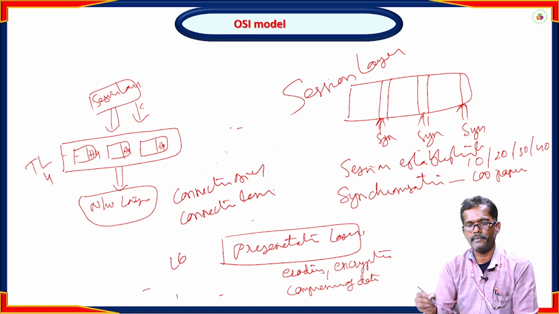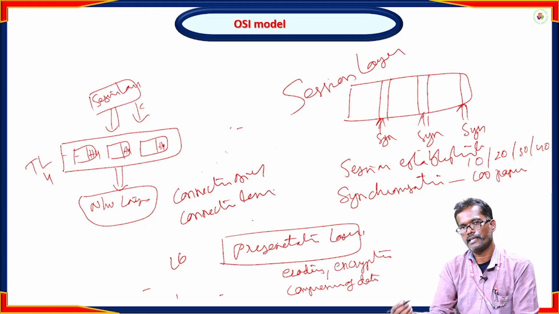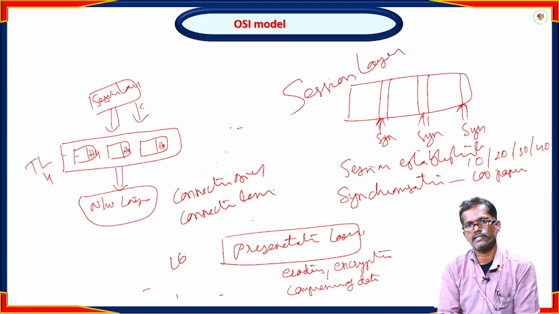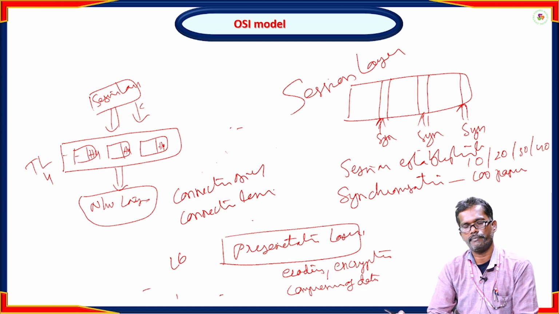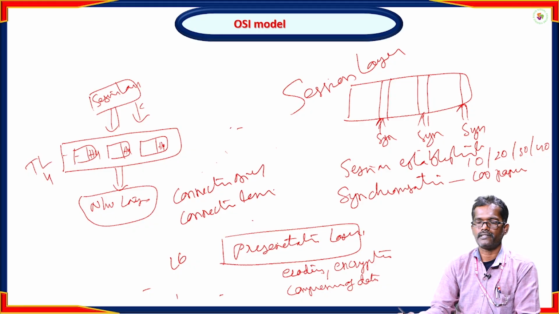Encoding is done on the sender side and decoding on the receiver side. Encryption is done by the sender side and decryption by the receiver side. Compression is done at the sender side and decompression at the receiver side. The size of the data packet or memory size is decreased by compressing, so it is easy to transfer and wastage of data is reduced. Everything is taken care of by the presentation layer.